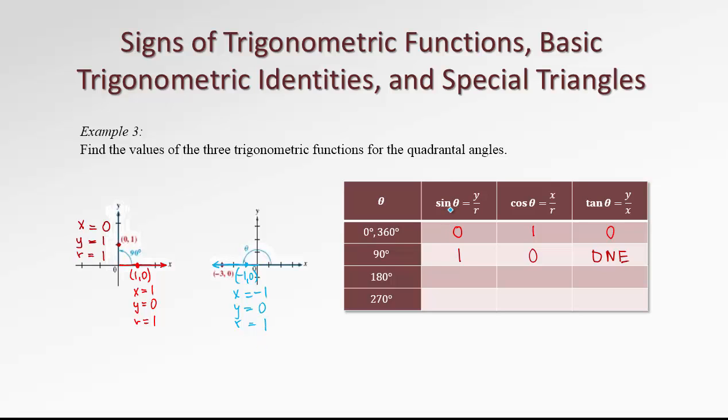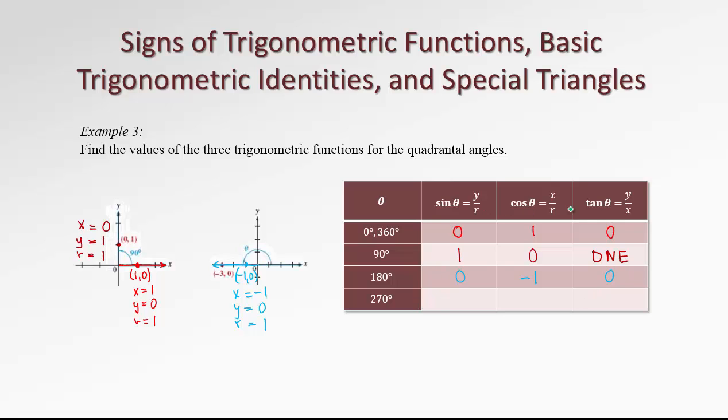Sine of 180 degrees is y over r, so it's 0 over 1, which means 0. Cosine of 180 degrees is x over r, so it's -1 over 1, therefore the value is -1. And finally, tangent of 180 degrees is y over x, so it is 0 over -1, meaning 0 overall.